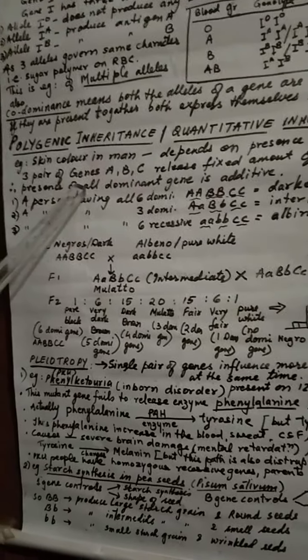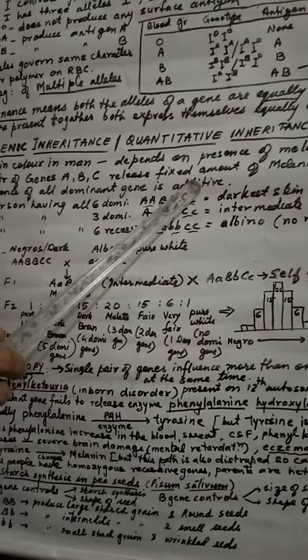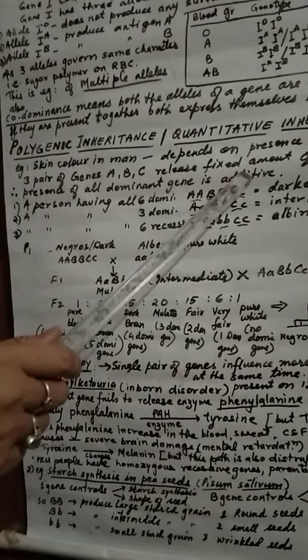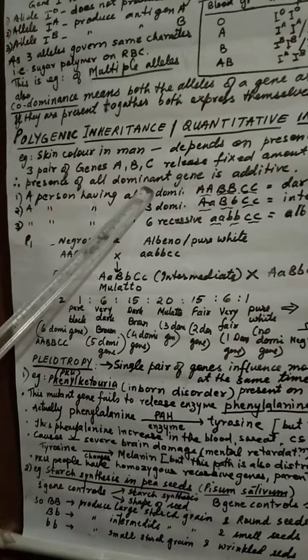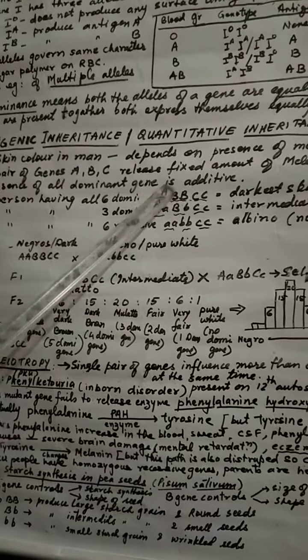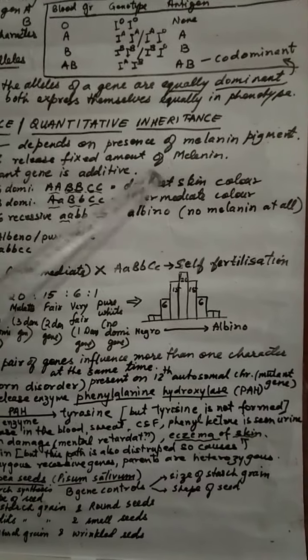Therefore, the presence of dominant genes is additive. They keep adding more and more melanin pigment. So let us see three conditions on this basis. A person having all six dominant genes, what will be the color? The skin color is darkest. It will be like Negroes.